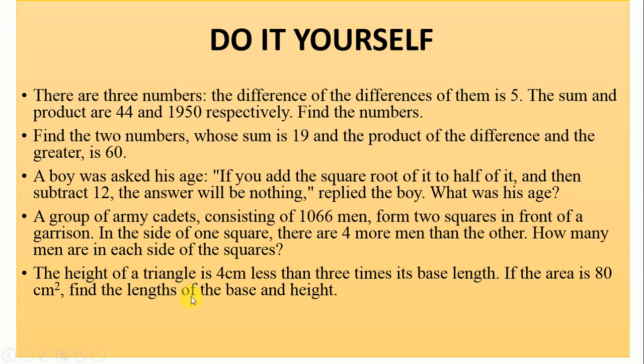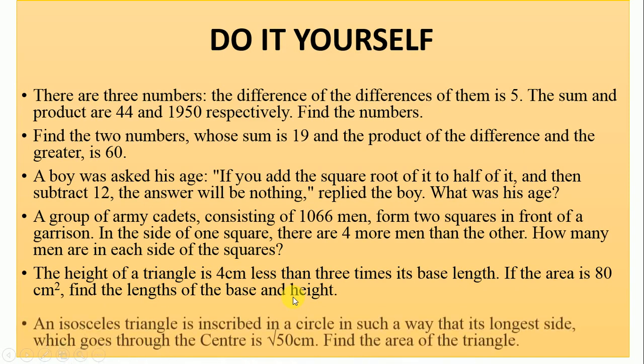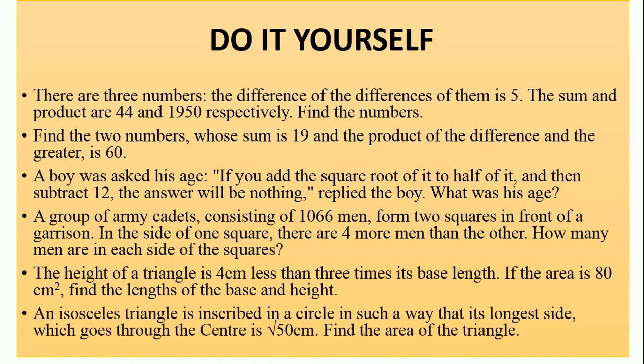We can also have another one. The height of a triangle is 4 centimeters less than 3 times its base length. If the area is 80 square centimeters, find the length of the base and the height. And lastly, an isosceles triangle is described in a circle in such a way that its longest side, which goes through the center, is 40 centimeters. Find the area of the triangle.